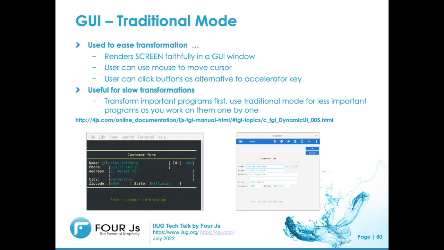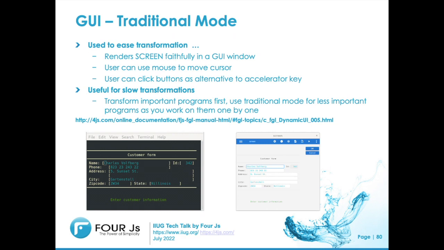The first thing you should be aware of with GUI is we have this thing called traditional mode. Now this is very handy to ease migration, because what it does is it renders the unchanged Informix 4GL screens in a GUI desktop window or browser. The user can then use the mouse to click buttons in addition to hitting the accelerator keys, and they can use the mouse to move the cursor around.